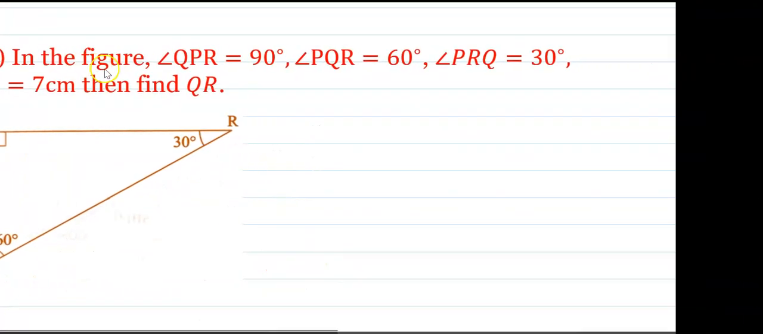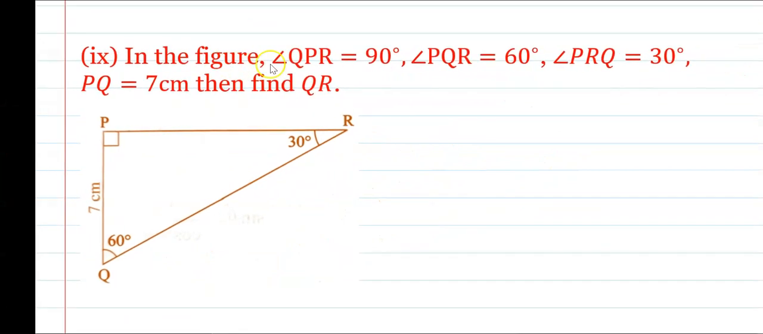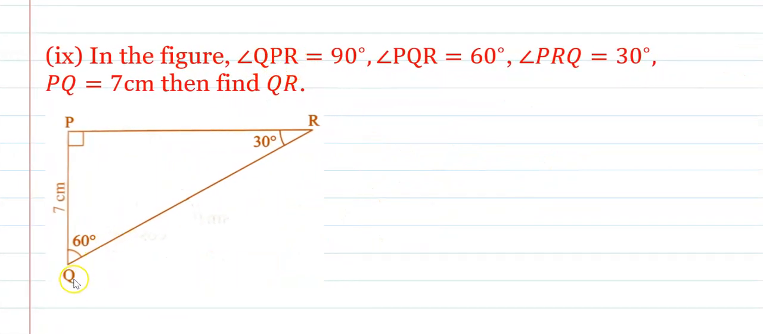Next, in the figure, angle QPR is equal to 90, angle PQR is equal to 60, angle PRQ is equal to 30, PQ is equal to 7. Then we want to find out QR. Easy question. QR is the hypotenuse of this triangle PQR.